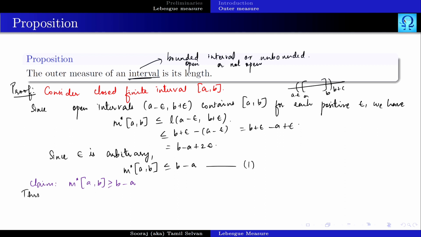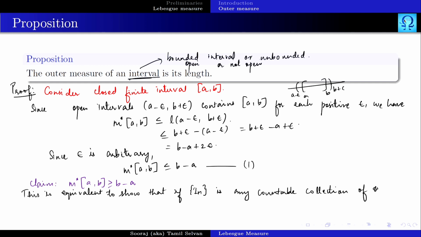Right? For which what are we going to do? So this is equivalent to showing that if I_n is any countable collection of open intervals covering the closed interval AB, then we'll have to prove the summation of L of I_n is bigger than or equals B minus A. I mark this as equation 2. This is what we'll have to prove.